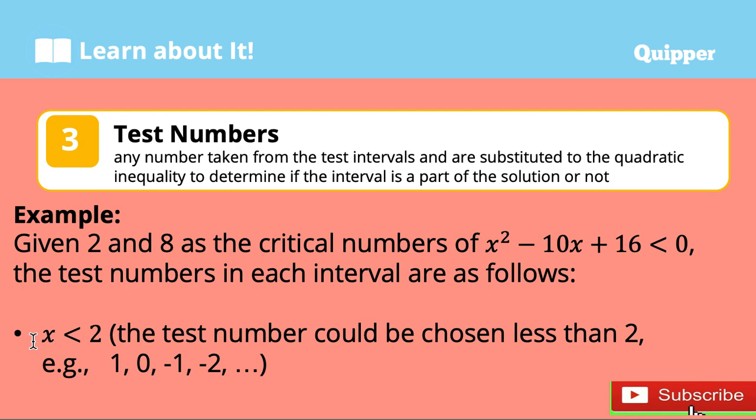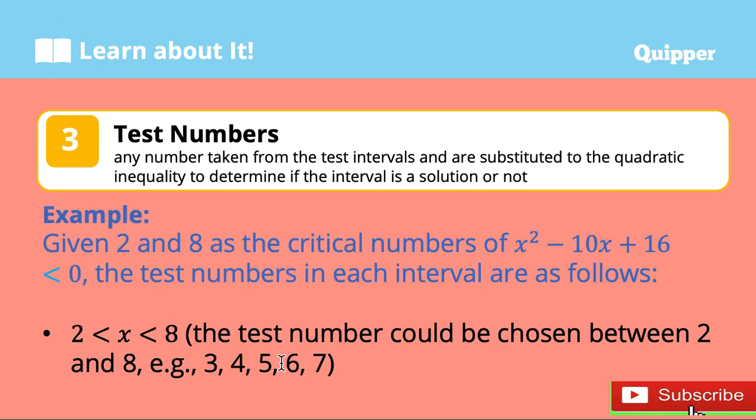From the interval x is less than 2, the test number could be chosen less than 2, that is 1, 0, negative 1, negative 2, and so on. We'll just choose 1 for that interval. For the second interval, where x is greater than 2 but less than 8, the test number could be chosen between 2 and 8, for example 3, 4, 5, 6, and 7. Again, we'll just choose one as the test number.